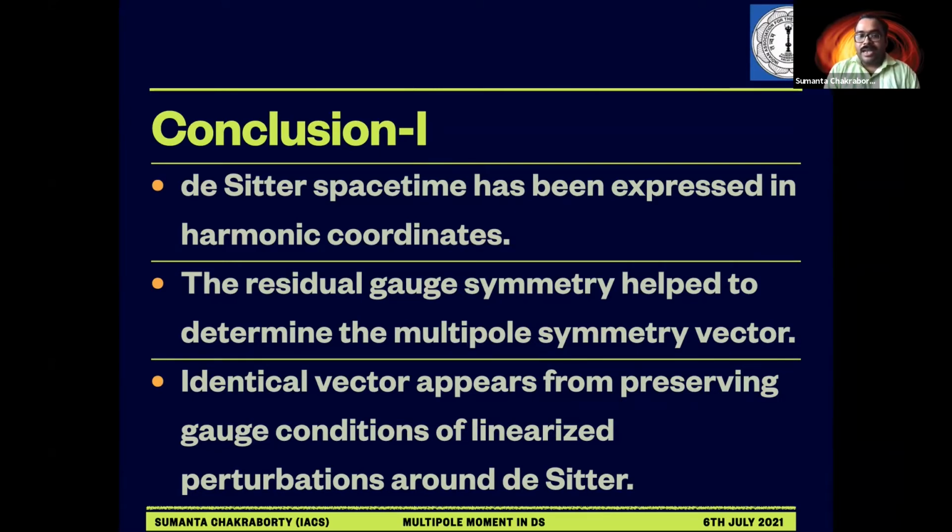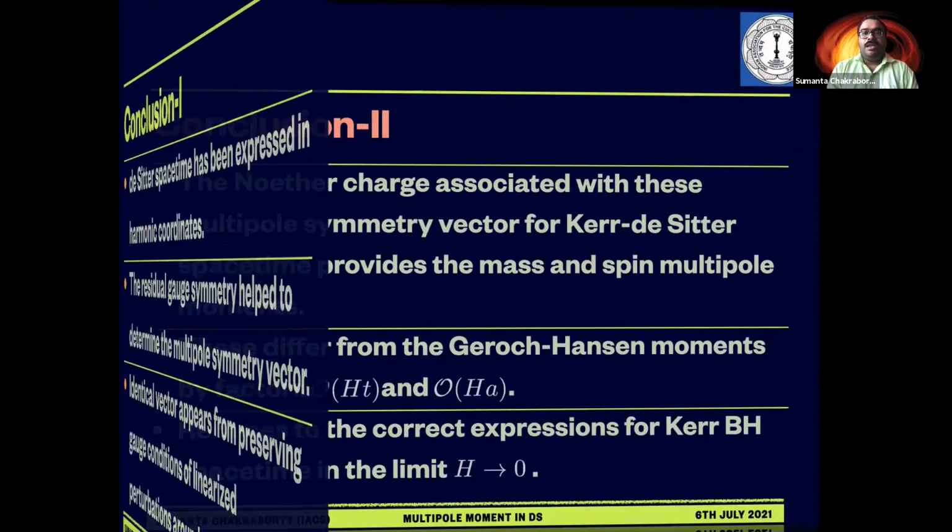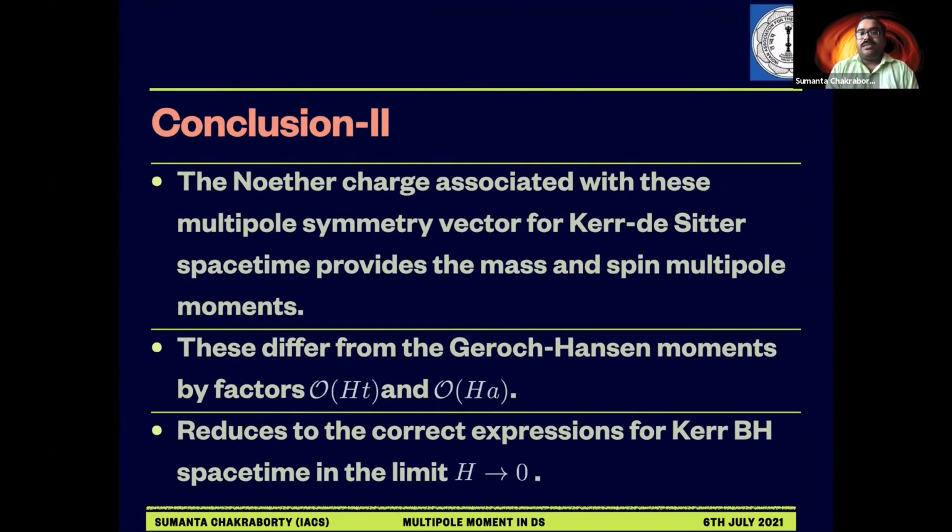Intriguingly, the same vector field appears if we consider linearized perturbations around de Sitter and even keep that gauge condition preserved. Finally, from the Noether charge associated with this multipole symmetry vector, we obtain the correct spin, and we do not know whether they're correct or not, but we obtain some mass and spin moments. They all reduce to the correct expression for the Kerr black hole when H goes to 0, which gives us faith in them. And there are corrections to the Geroch-Hansen moments of the order of HT and of order HA, the only two dimensionless parameters which are available for the system. HA is supposed to be small, but HT need not be very small.